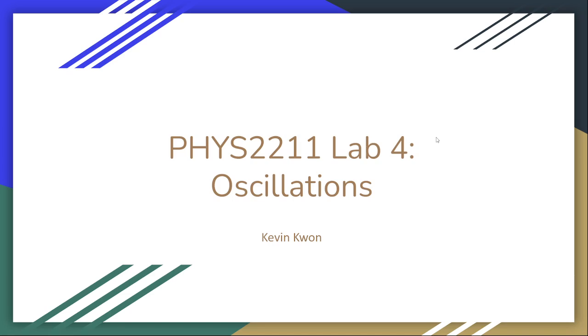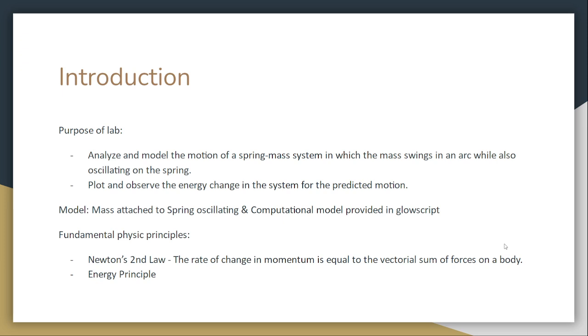My name is Kevin Kwan and this is Physics 1 Lab for Oscillations. The purpose of the lab was to analyze and model the motion of a spring mass system in which the mass swings in an arc while also oscillating on the spring. It was also to plot and observe the energy change in the system for the predicted motion.